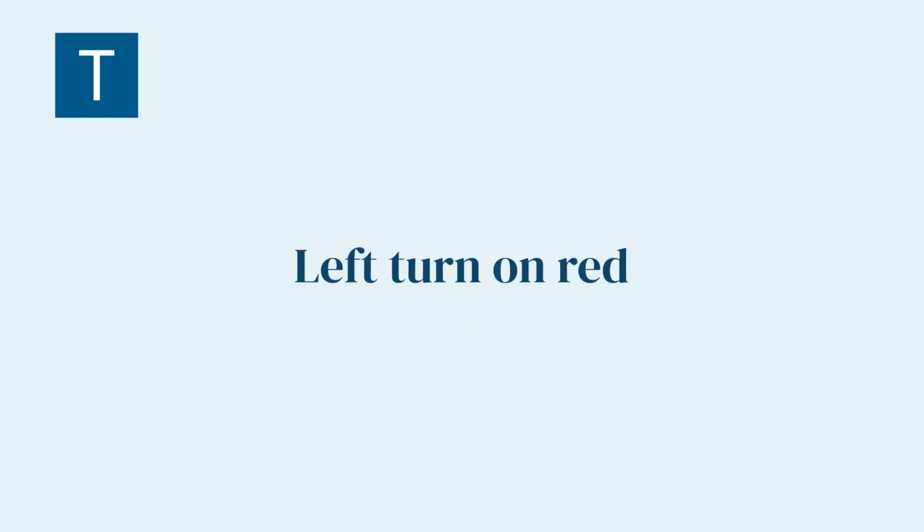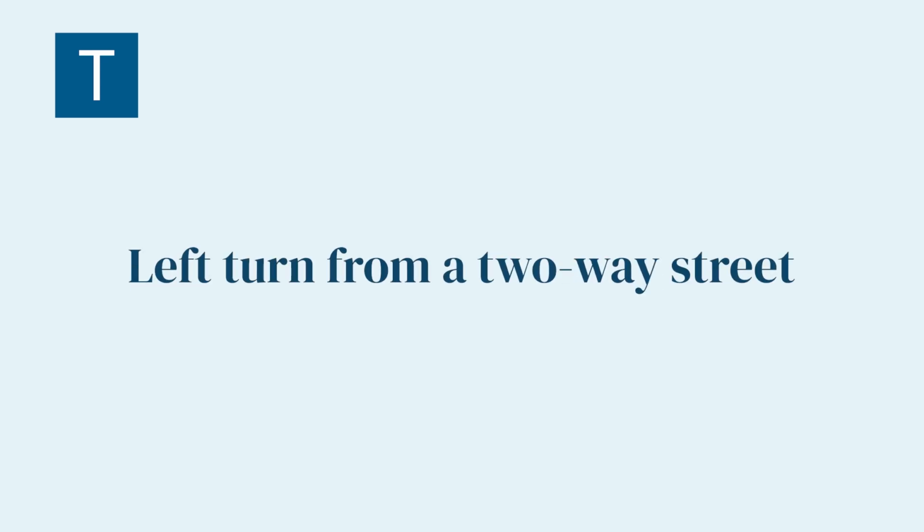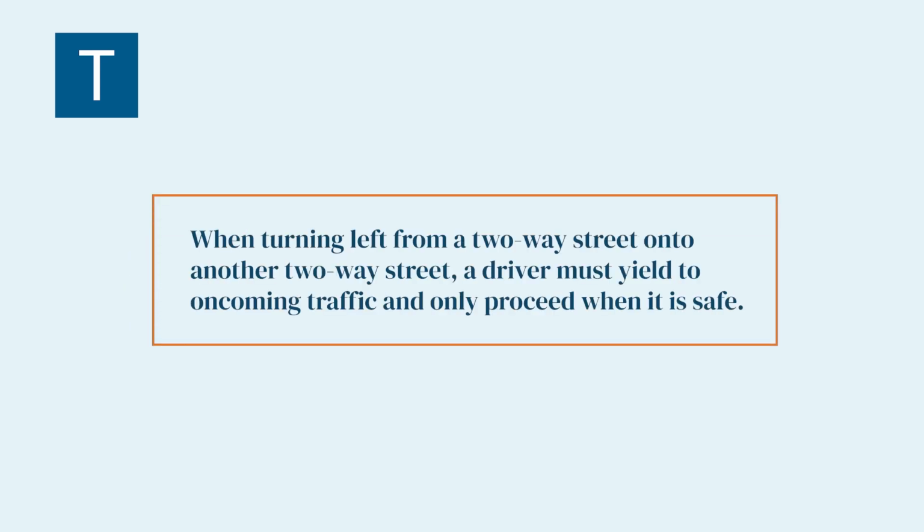Left turn on red. A driver can make a left turn on a red light when entering from a one-way street onto another one-way street unless posted signs prohibit such turns. Left turn from a two-way street. When turning left from a two-way street onto another two-way street, a driver must yield to oncoming traffic and only proceed when it is safe.